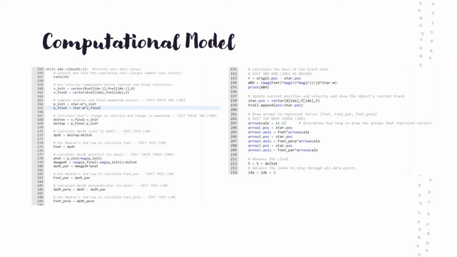In this slide, you can see the code for the computational model I created to simulate the star's orbit around the black hole. As you see in the code above, the net force is calculated by dividing the change in momentum over the change in time. The parallel component of the net force is the total net force minus the perpendicular component of the net force, and vice versa to calculate the perpendicular component.